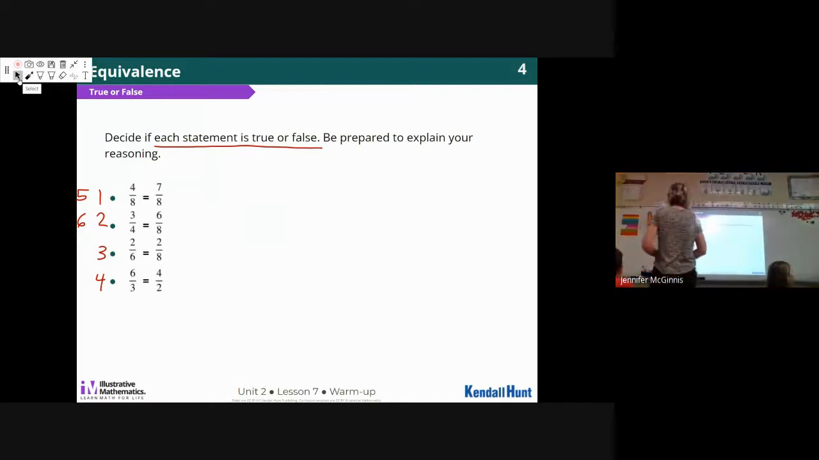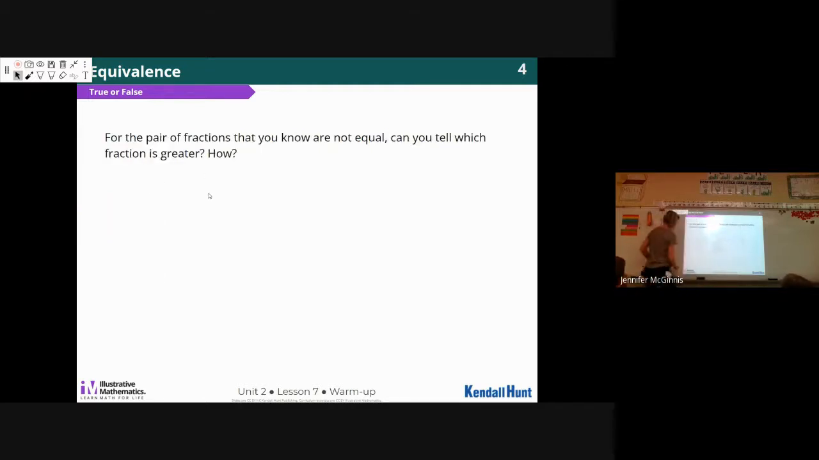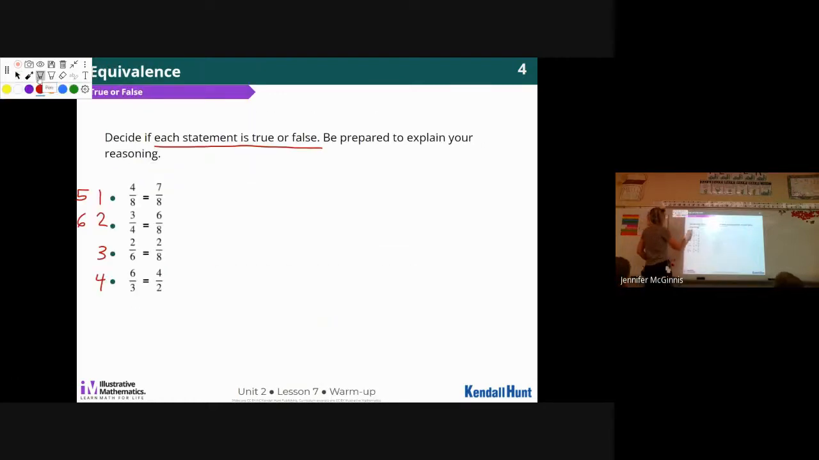Table 1, what do you got? So you said that 4/8 is equal to 7/8, so it's true. Okay, table 5, what do you think? It's false. Okay, so table 1 says it's true, table 5 says it's false. Who is going to prove themselves right? Why do you think that, table 1? Because we noticed that the denominators are the same. And what does that mean? It means that they're not the same.